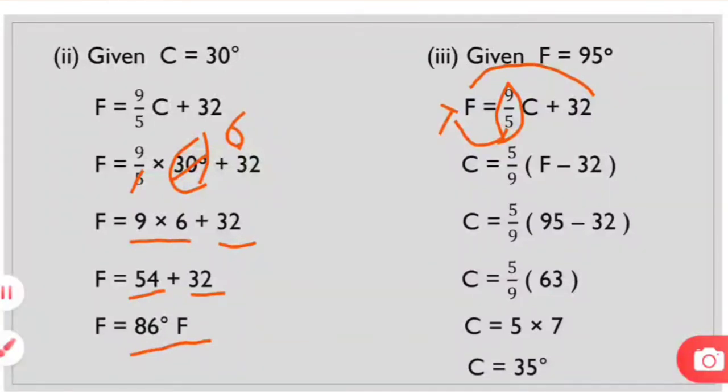Now let's insert the value of F in the equation. So C equal to 5 upon 9 as it is, and Fahrenheit is given as 95 degree. So we have inserted 95 minus 32. Solving further, we will get C equal to 5 upon 9 into 63, that is 95 minus 32. Again you can cut: 9 ones are 9 and 9 sevens are 63. So C equal to 5 into 7, that is C will be 35 degree. So when Fahrenheit is 95 degree, Celsius is 35 degree temperature.